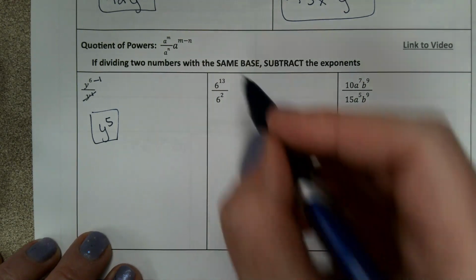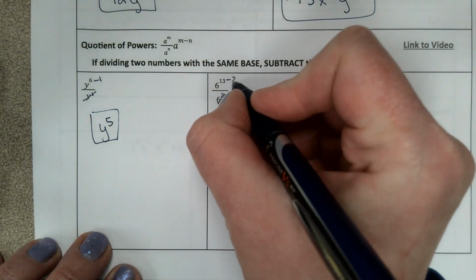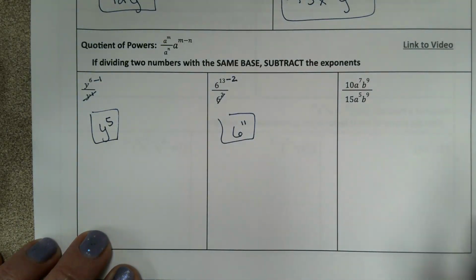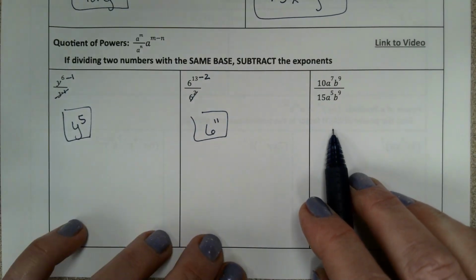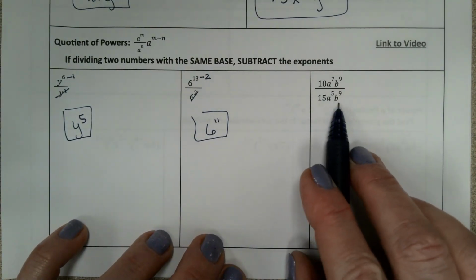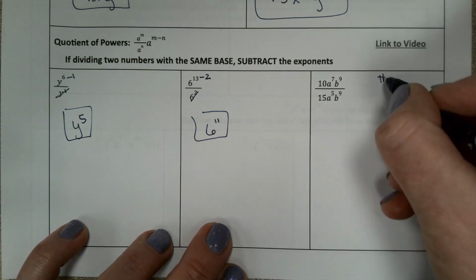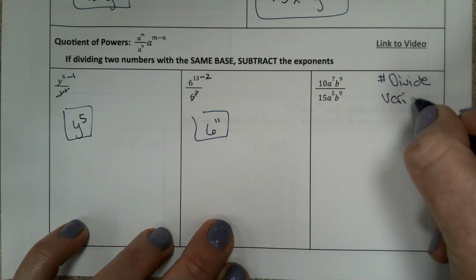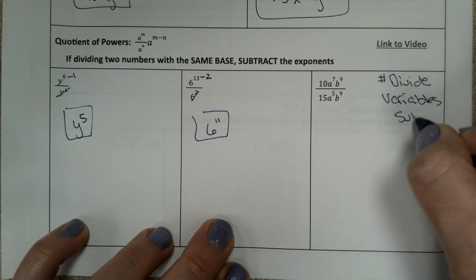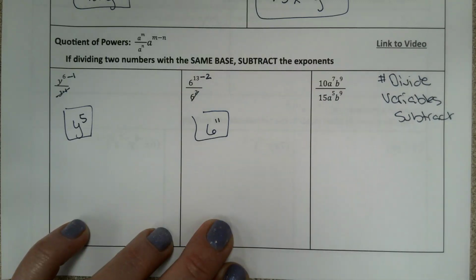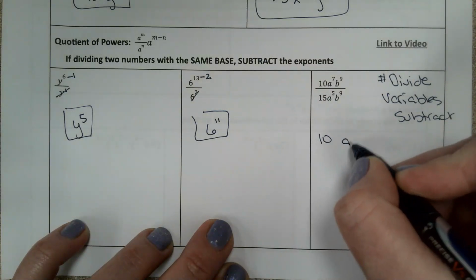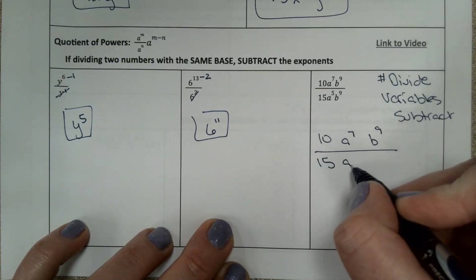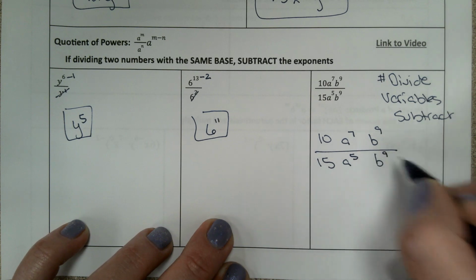I have the same base, so I subtract the exponents. So you just have to go 13 minus 2, which is 6 to the 11th. Here we have coefficients and we have a's and b's. Your numbers divide and simplify as they always have. Your variables, you are going to subtract. I'm just going to rewrite this to give myself a little bit more room. 10a to the 7th, b to the 9th, divided by 15, a to the 5th, b to the 9th.